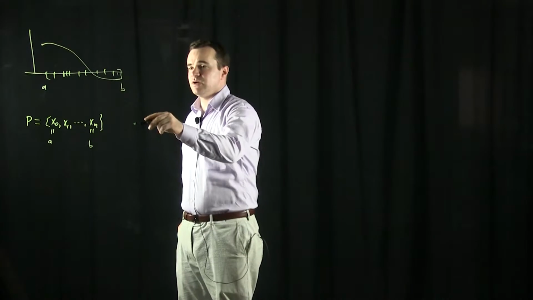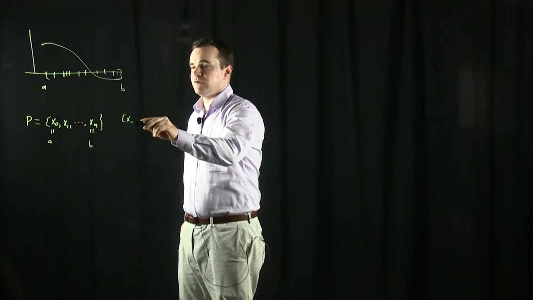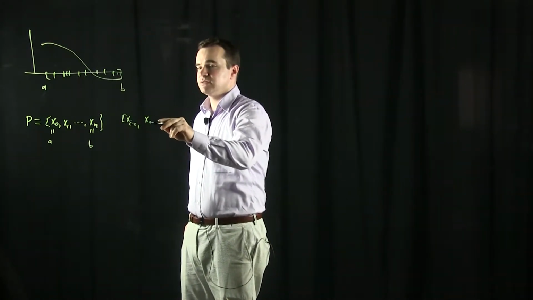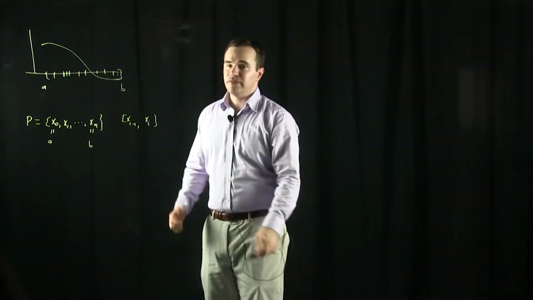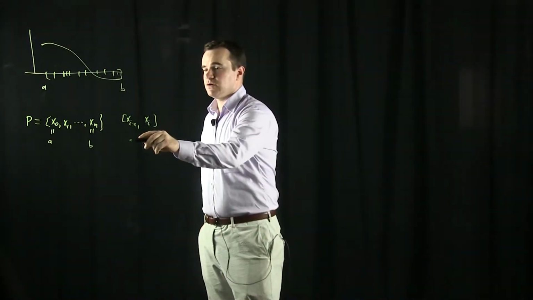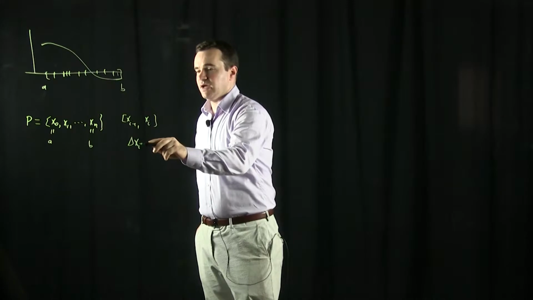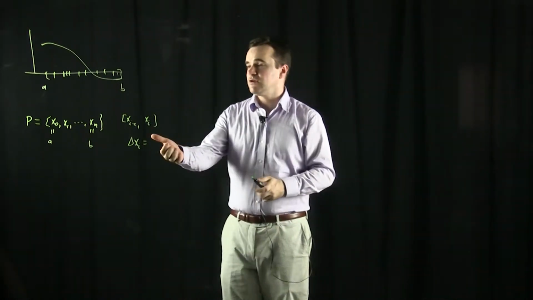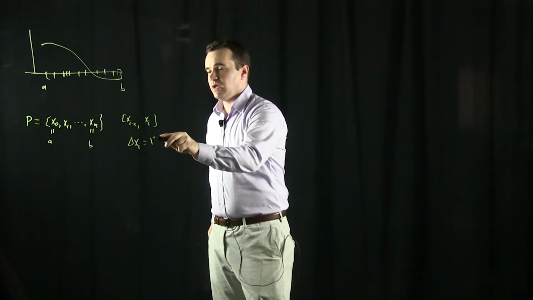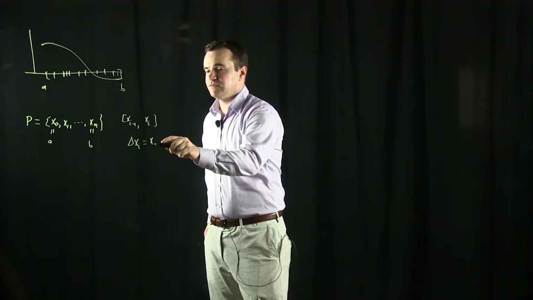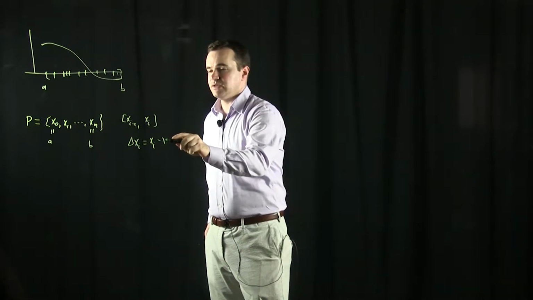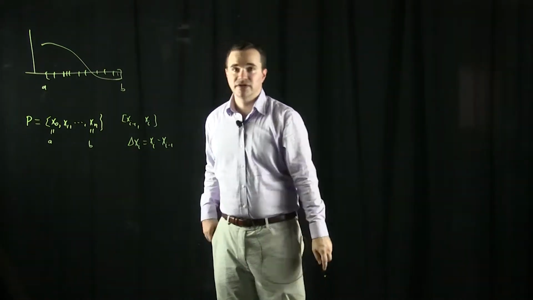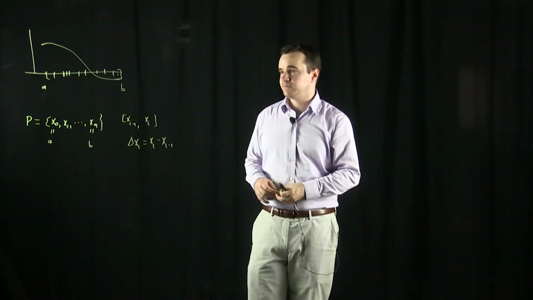And the ith subinterval goes from x sub i minus 1 to x sub i. And the width of the ith subinterval, that's called delta x sub i. Before we used delta x, when the widths were all the same. Here where they could be different, I actually have to say delta x sub i, and it's defined to be x sub i minus x sub i minus 1. That's just the length of that subinterval.